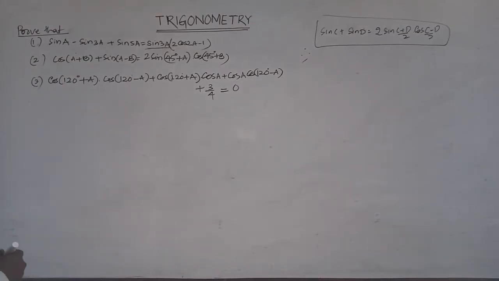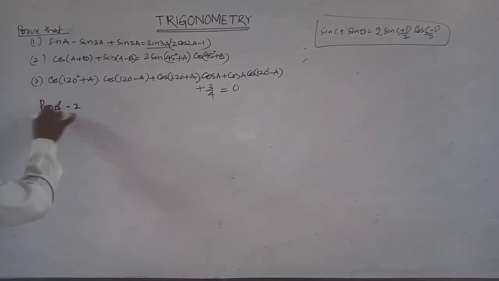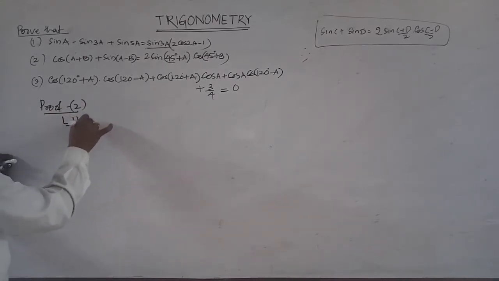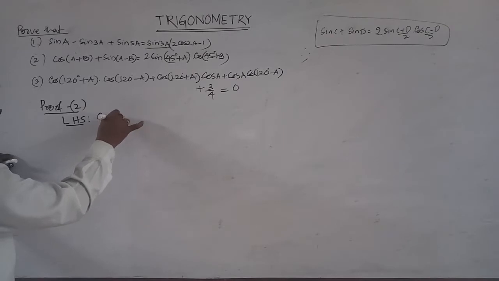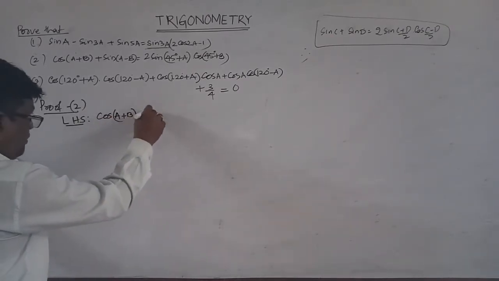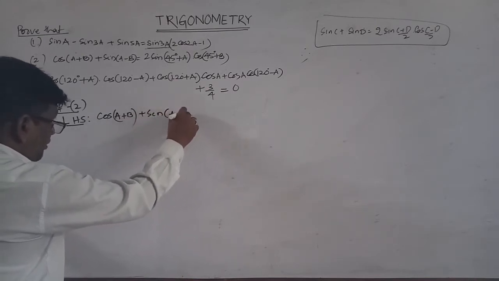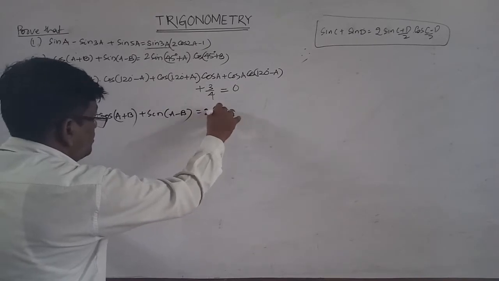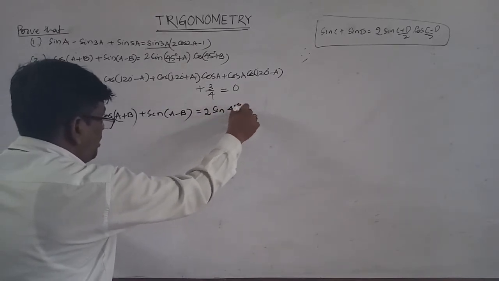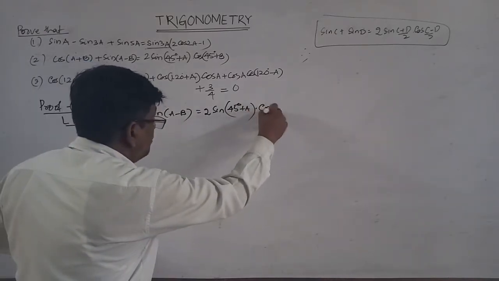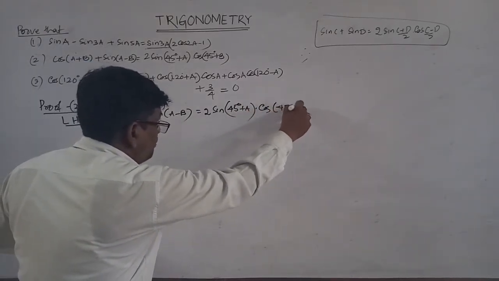Then proof of 2. Left hand side: cos (A plus B) plus sin (A minus B). This is equal to 2 sin (45 degree plus A) and cos (45 degree plus B).